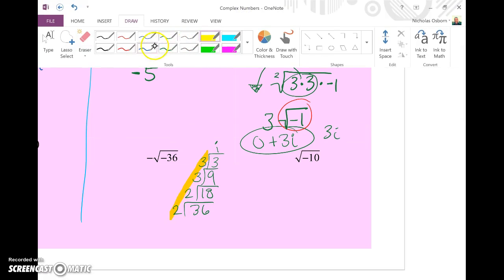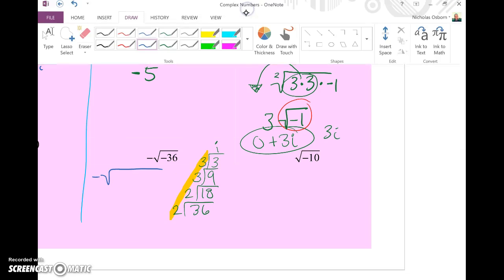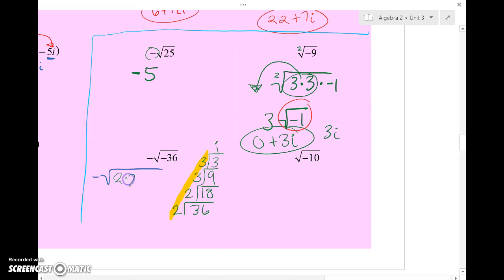Okay, so let's write it out. So we got negative here, and then it's 2 times 2 times 3 times 3. And don't forget, there's a negative here, so times negative 1. So then what you do, and remember, there's an invisible index there. It's 2, because there's no number, so it's automatically 2. So that means we circle groups of 2. And I bring out 1, 2, and I bring out 1, 3, and nothing else.